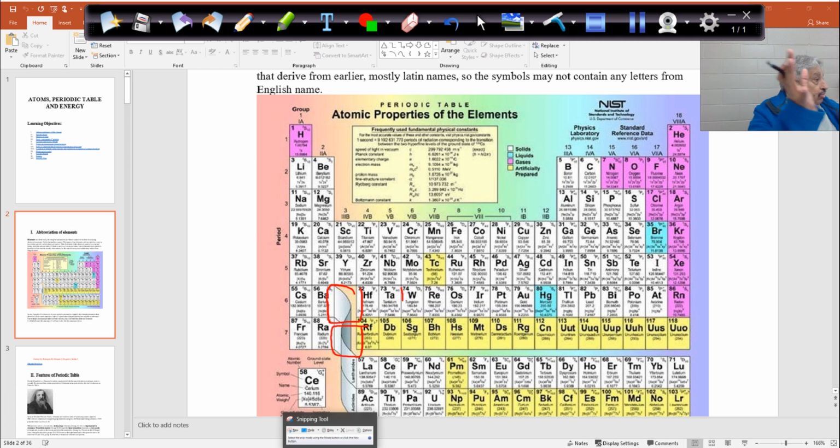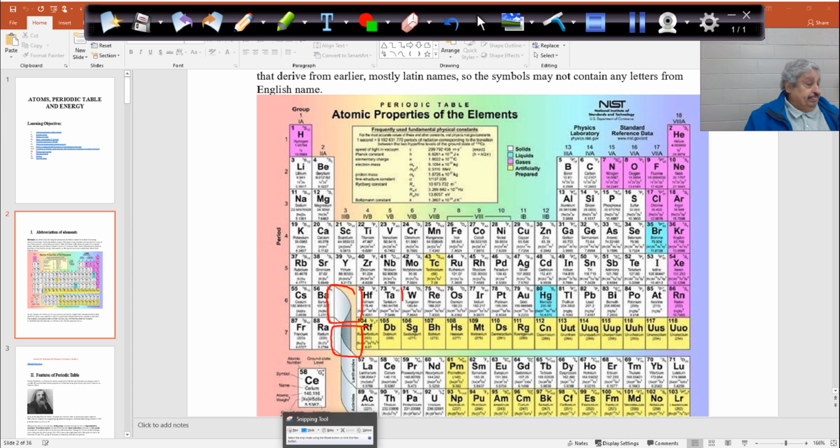That's the reason we are grouping them, compress them and bring them together. So from 57 to 71, that's the lanthanides group, and they show the same physical and chemical properties. And from 89 to 103, called actinides, those elements show the same physical and chemical properties. Everybody agrees on that?